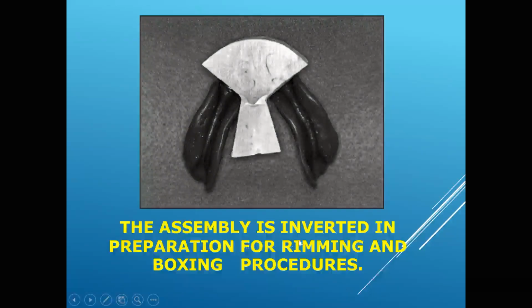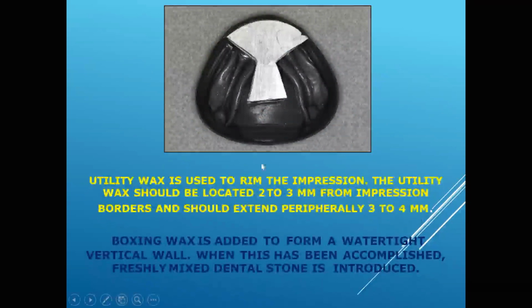Now, the assembly is inverted in preparation for the rimming and boxing procedure. Sometimes we call it beading and boxing. As you can see, utility wax is used to rim the impression. For the beading, as we sometimes call it, the utility wax should be located 2 to 3 mm from the impression borders. It should extend peripherally about 3 to 4 mm.